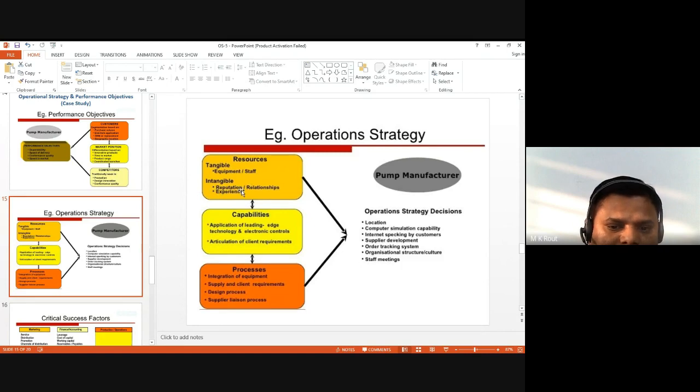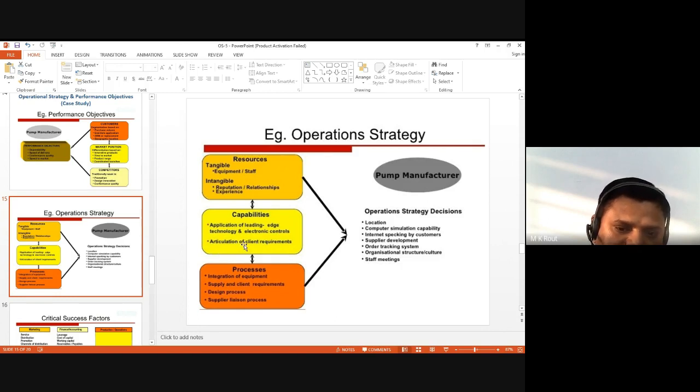Intangible resources, that is reputation, brand value, relationship with customers and experience, should be very much required in case of resources. The next part is your operation capabilities: the application of leading edge technology in electronics control. That means you have to go for recent advanced technology for your capability, especially with reference to operational activities.